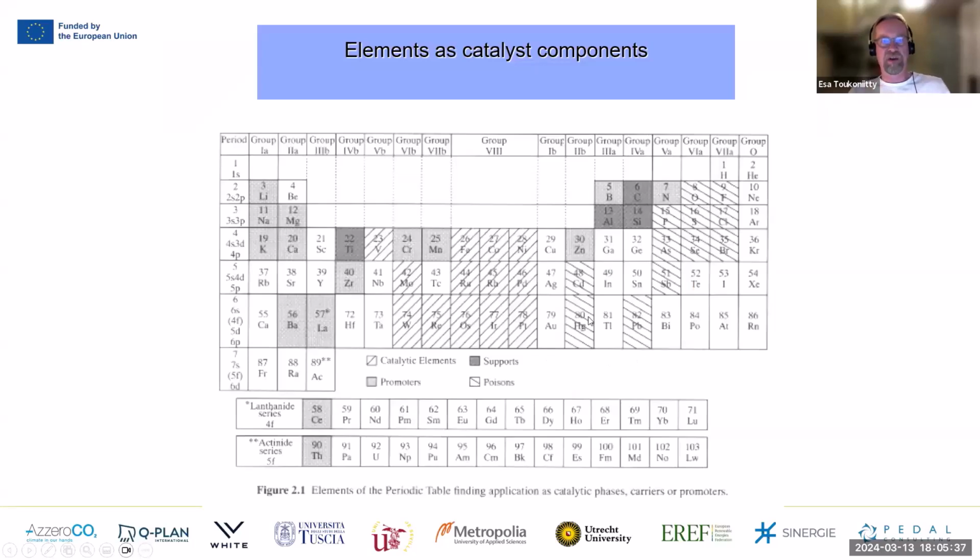This is a periodic table of elements, and here it is just listed what elements can typically catalyze reactions, what are used as supports, what are promoters, and which are poisons for these type of catalysts.